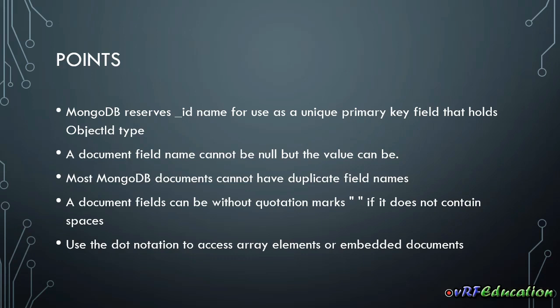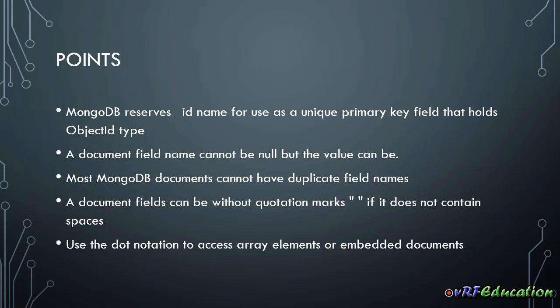And most MongoDB documents cannot have duplicate field names. However, some drivers can store a document with a duplicate field in your application. It directly depends on which driver you're using for MongoDB. And also, a field name can be without quotation marks, as I mentioned earlier, if you don't need to use a space in your field names.